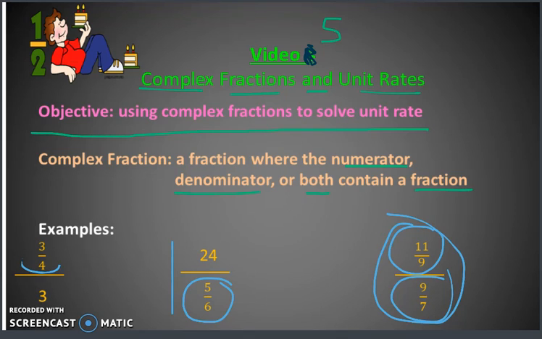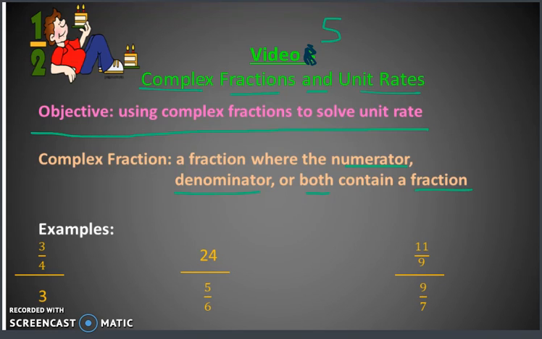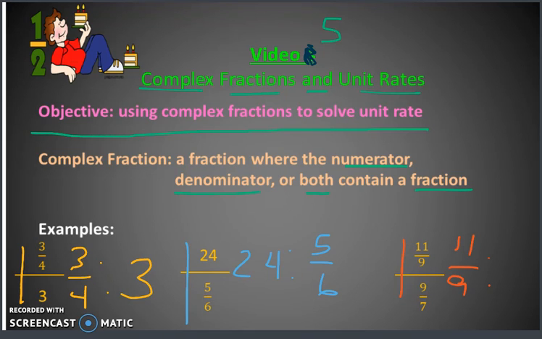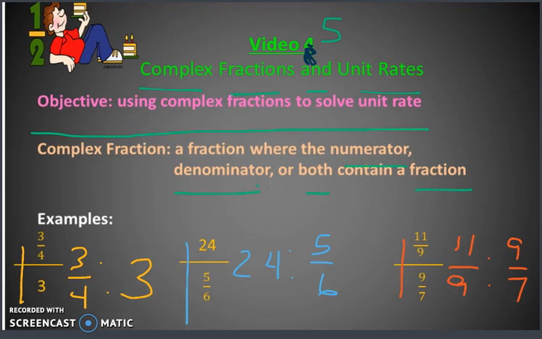Now, the other thing I want you to remember is complex fractions are also ratios, but you can rewrite them as a ratio and they mean the same thing. So 3/4 over 3 is the same as 3/4 to 3. 24 over 5/6 is the same as 24 to 5/6. And 11/9 over 9/7 is really just 11/9 to 9/7. And what you also need to remember is all these things mean the same thing.